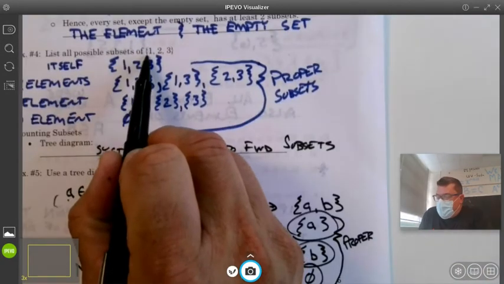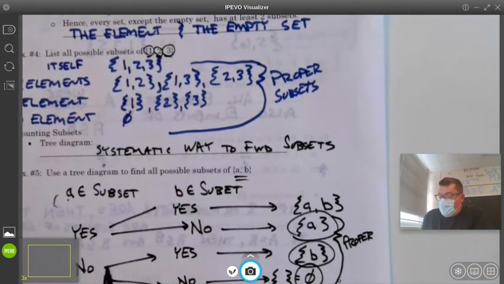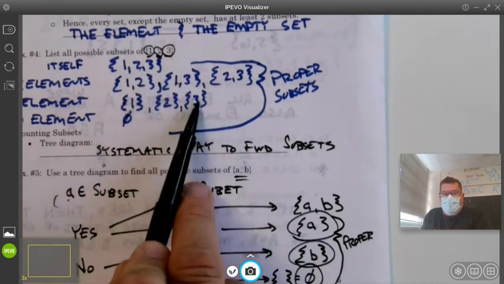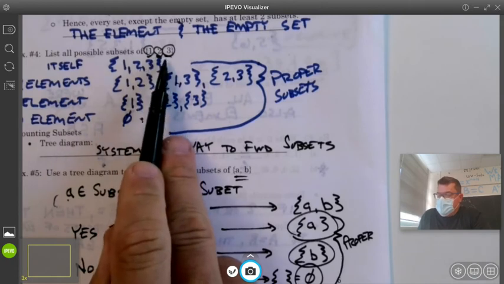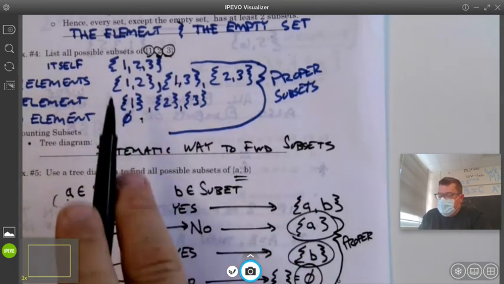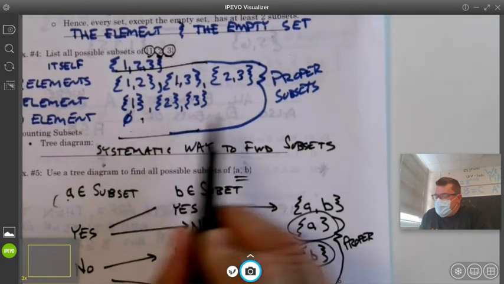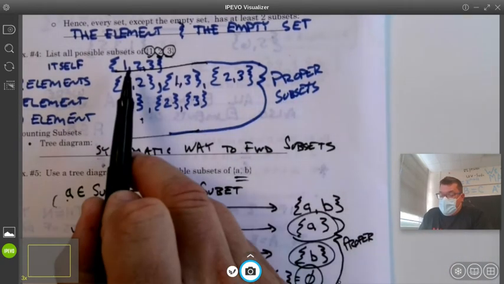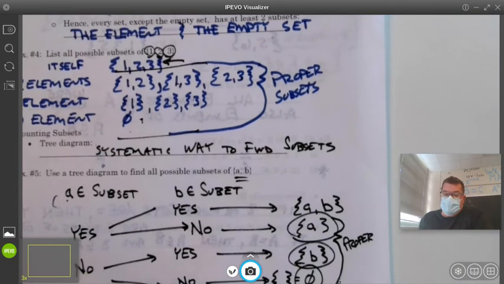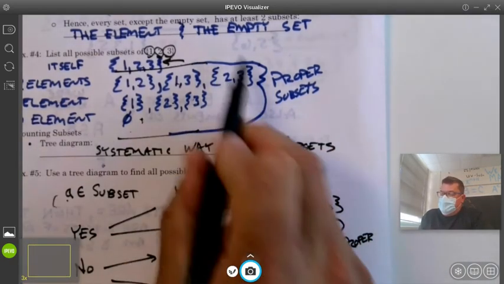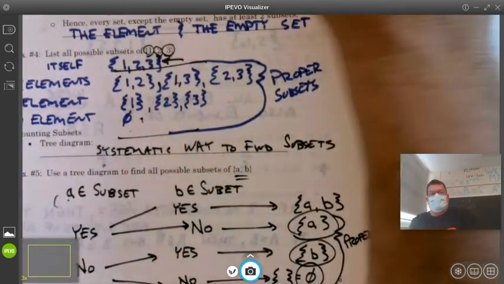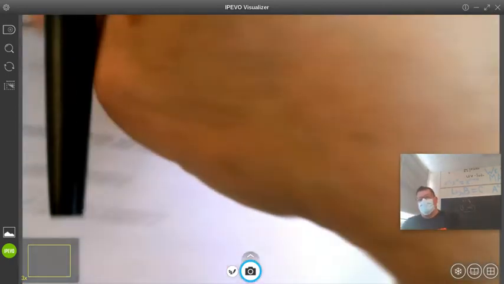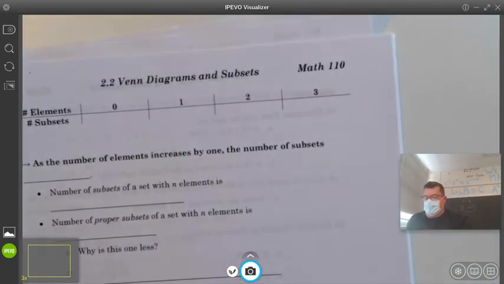Up here, when we had 3 elements, we got 1, 2, 3, 4, 5, 6, 7, 8 subsets. 3 elements resulted in 8 subsets. All 7 of these were proper. Just itself is a subset, but it's not proper. Okay? 8 subsets, 7 proper subsets. There's always one less proper subset because you can't include the set that is itself.